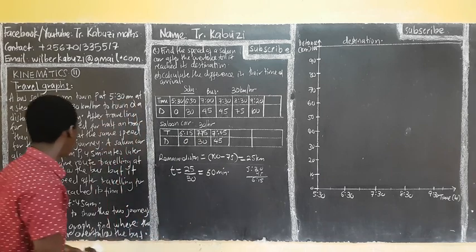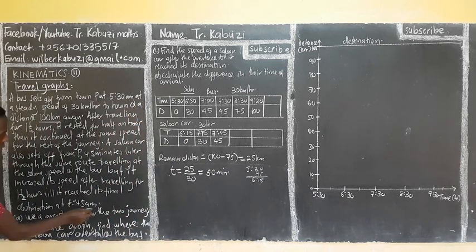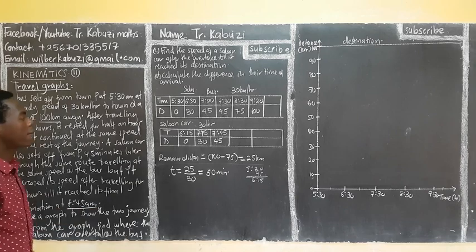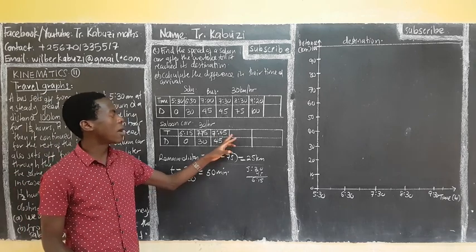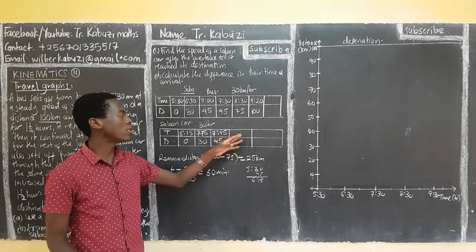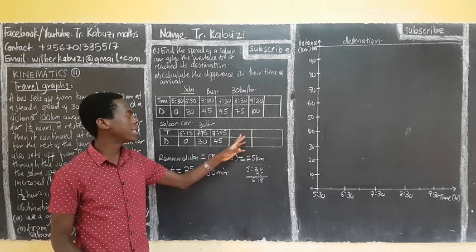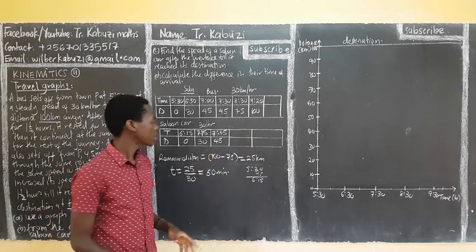So it increased the speed until it reached the destination at 8:45. So now that's the only information. Now we know the speed at which it was using. That's why I'm not completing this table, because the speed is unknown.